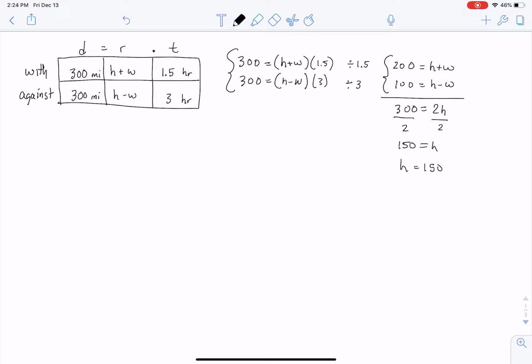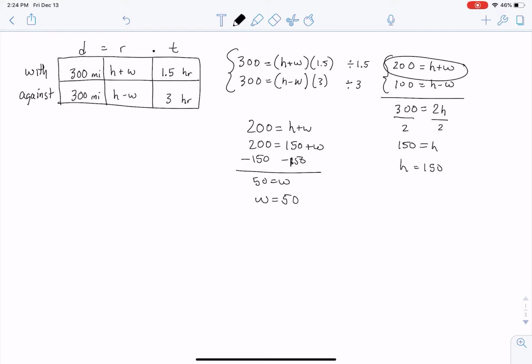And now let's solve for w. So I'll take one of the easy equations, like this one. And I get 200 equals h plus w. We know h is 150. 200 equals 150 plus w. Subtract 150 from both sides, and we get 50 equals w. So w equals 50.